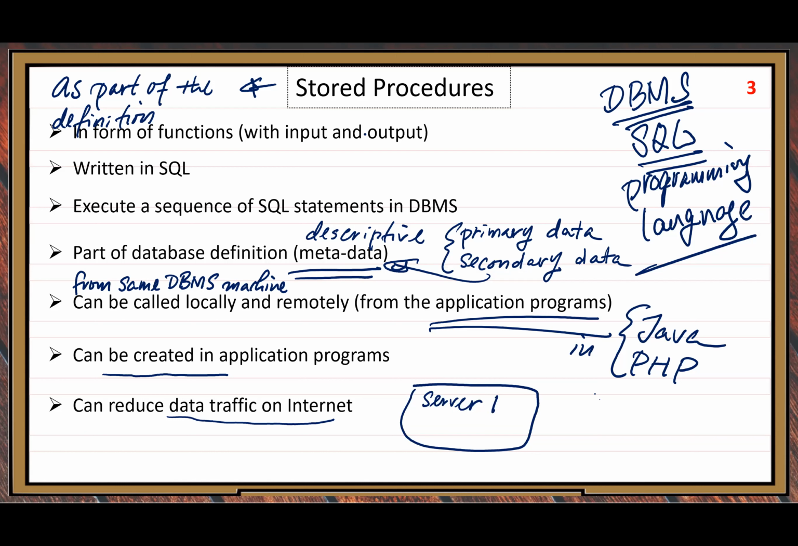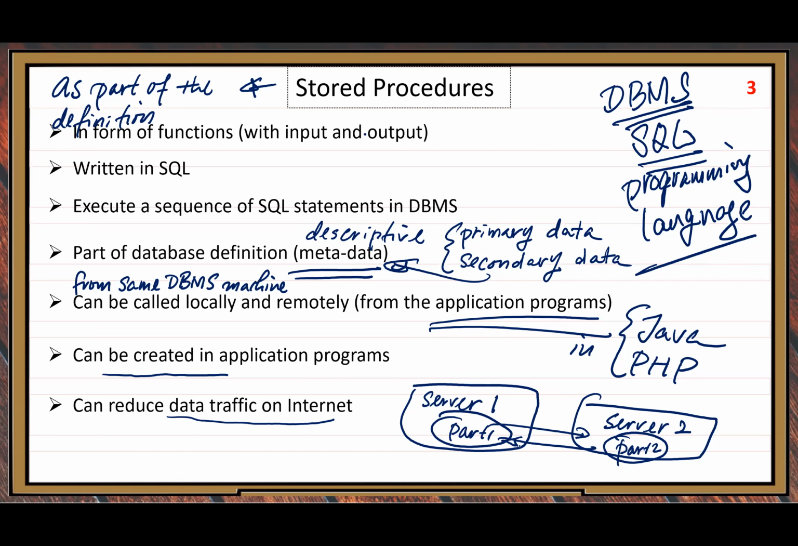Server 1, server 2. On server 1, you have part 1 of your web application. On server 2, you have part 2 of the web application. But for your web application, they need to work together, right? Sometimes you use part 1 features, sometimes you use part 2 features.